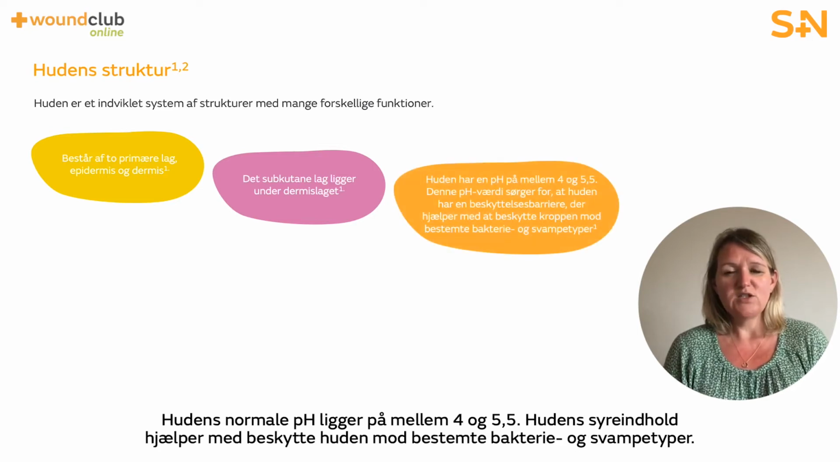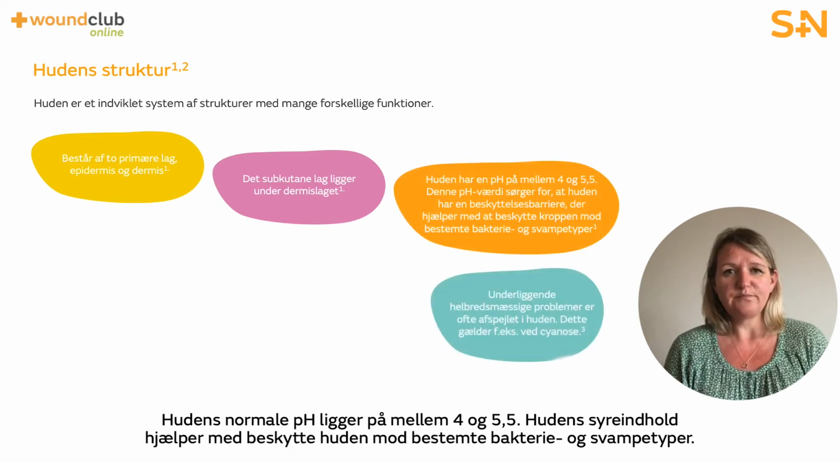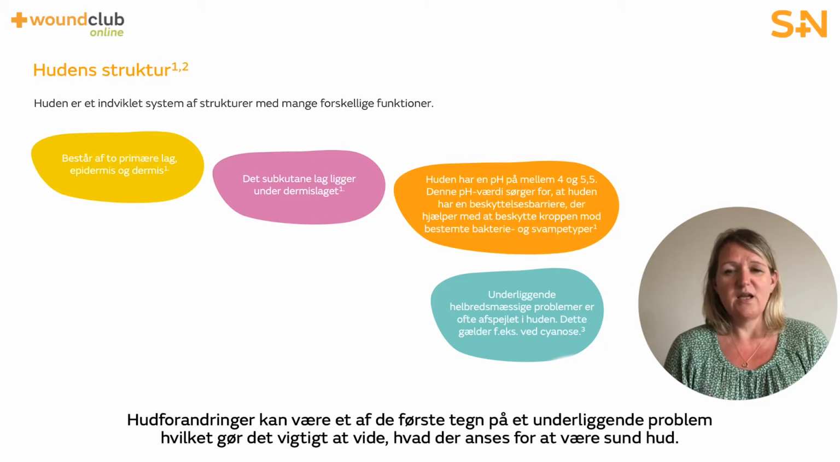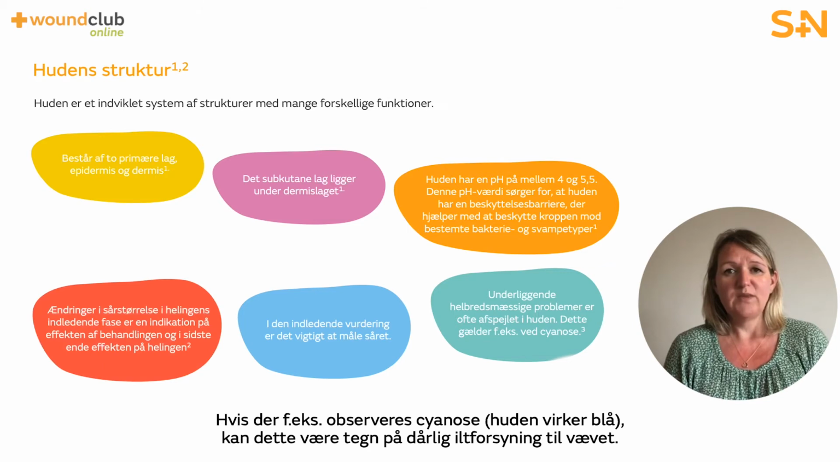The normal pH of the skin is between 4 and 5.5. Being acidic in nature assists with protecting the body from certain bacteria and fungi. Changes in the skin may be one of the first indicators of an underlying health problem, making knowledge of what is considered to be healthy skin extremely important. For example, if cyanosis is observed, where skin can appear blue, this can indicate poor oxygenation of the tissues.